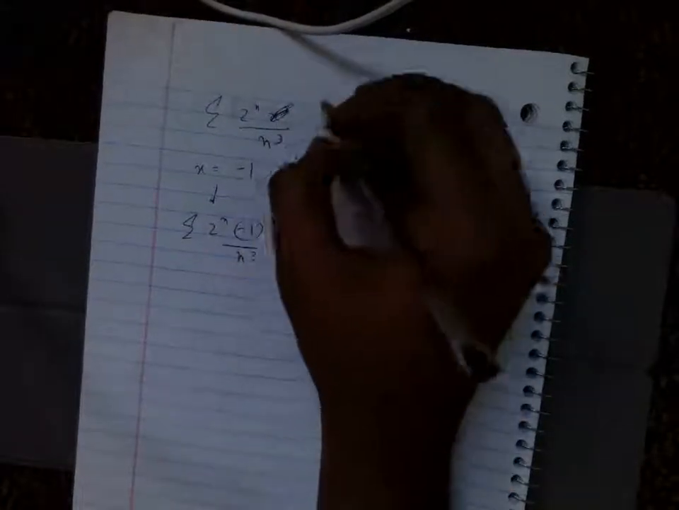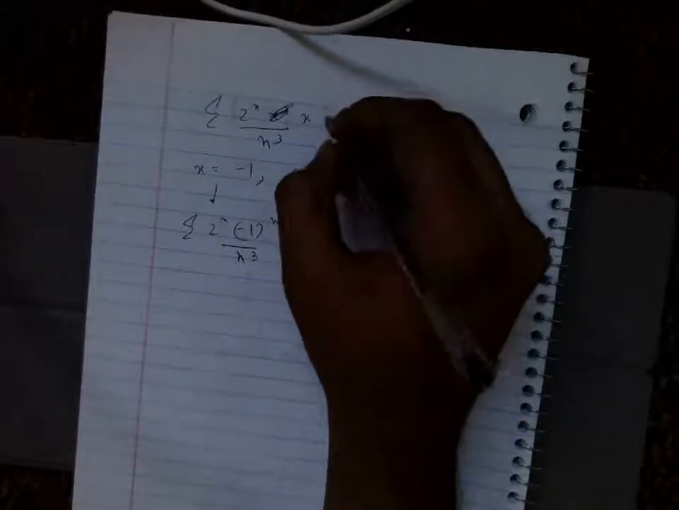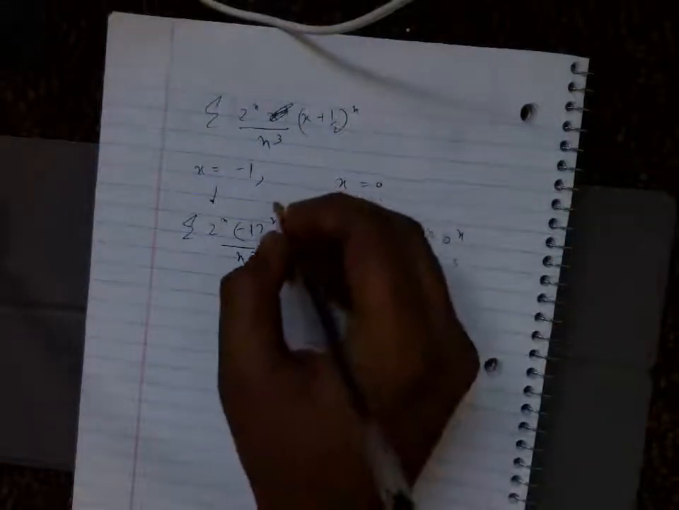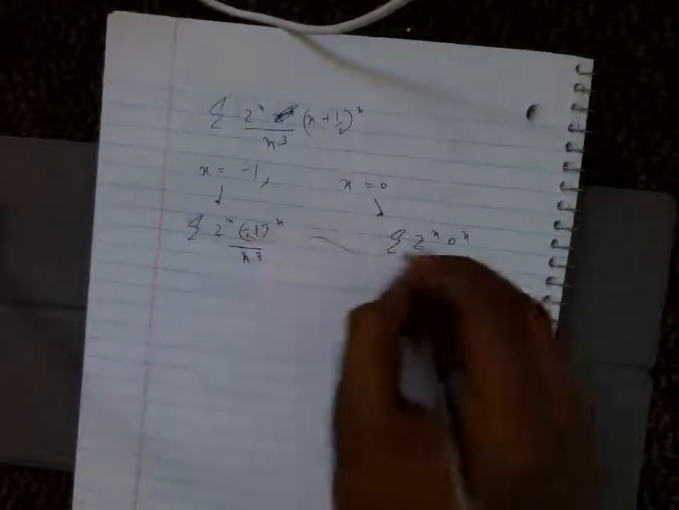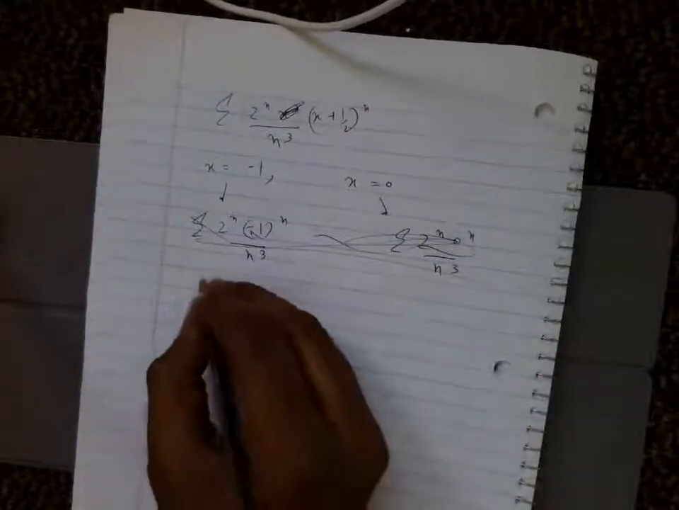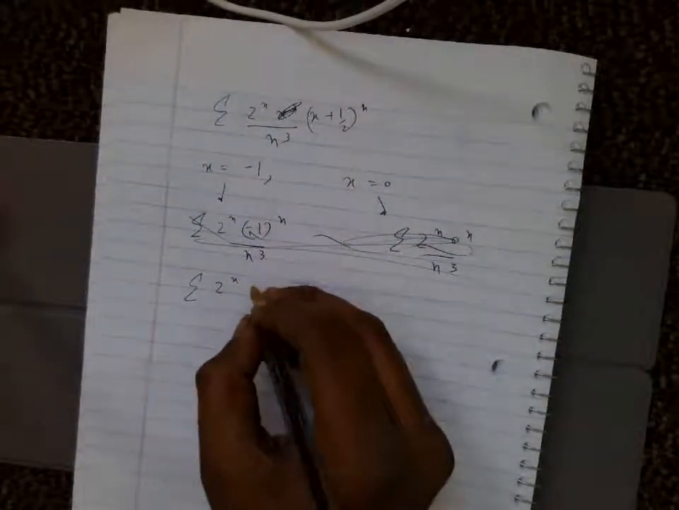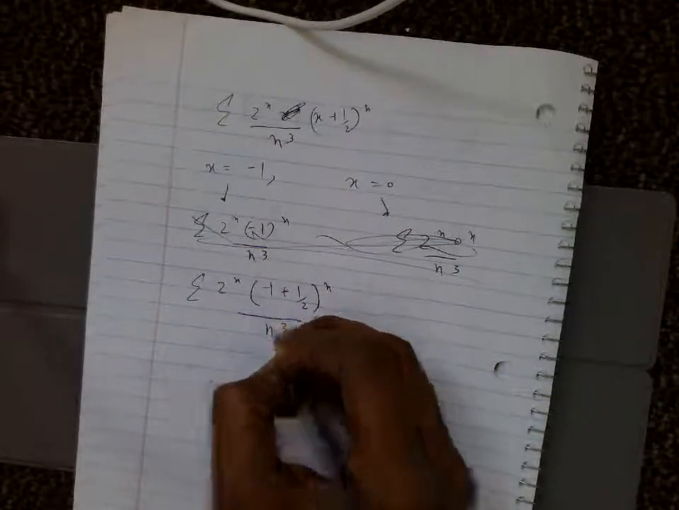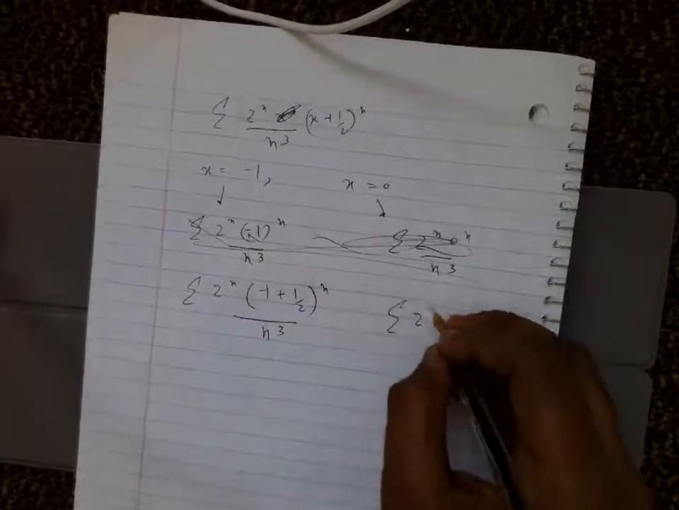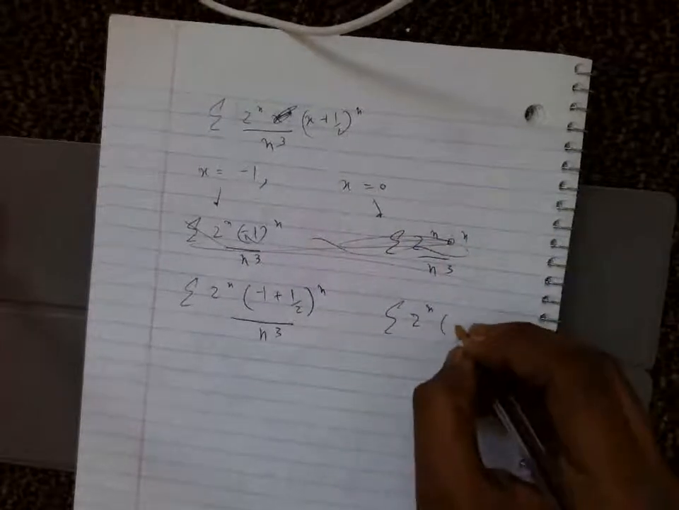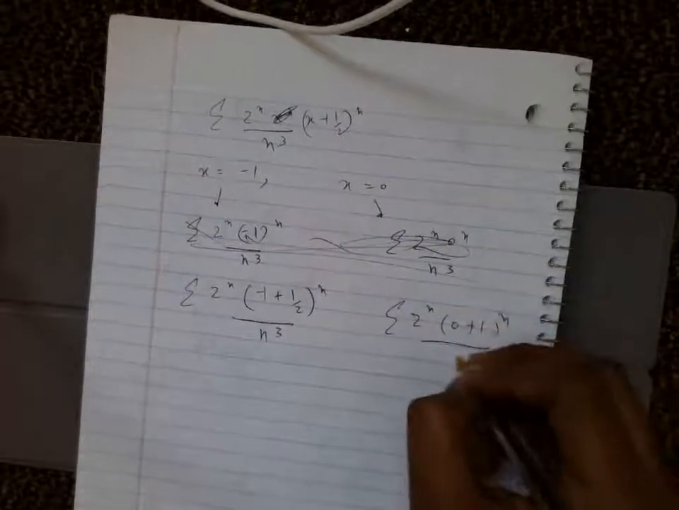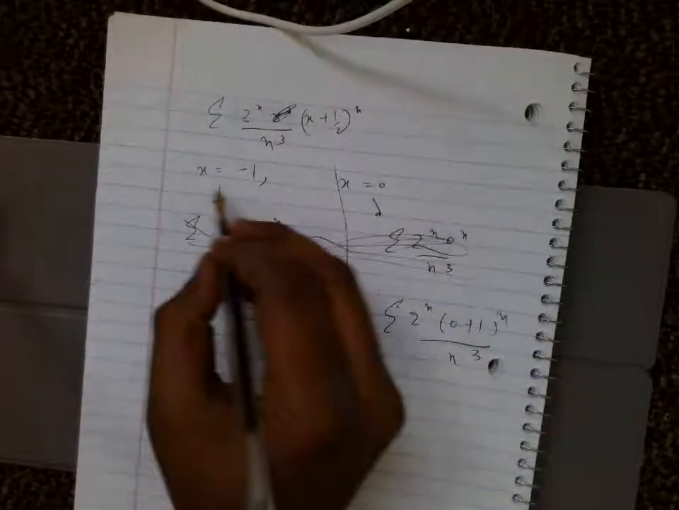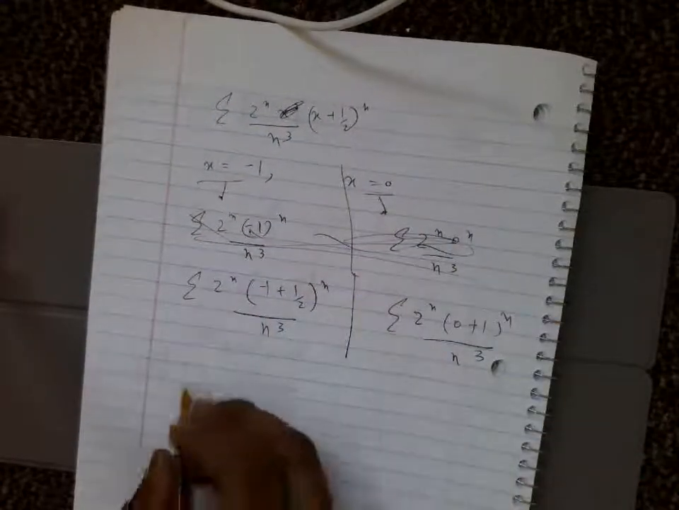Oops, sorry, I'm so sorry, this is x plus half to the n. So this is summation 2 to the n minus 1 plus half to the n by n cube, and this is summation 2 to the n 0 plus 1 to the n by n cube. So these are the two terms, minus 1 and 0, and you get this.